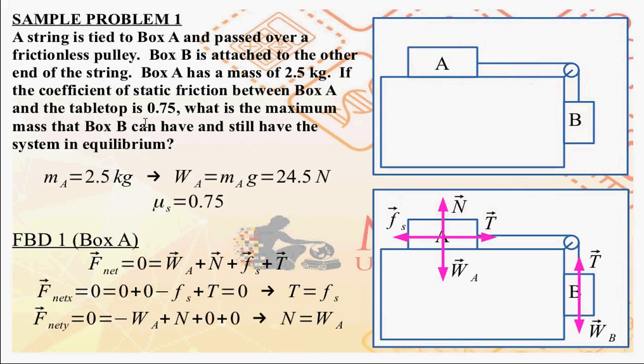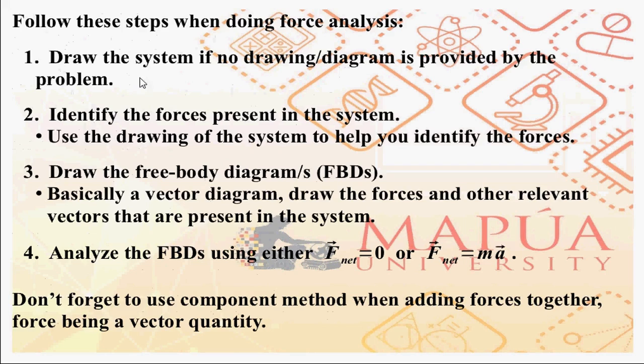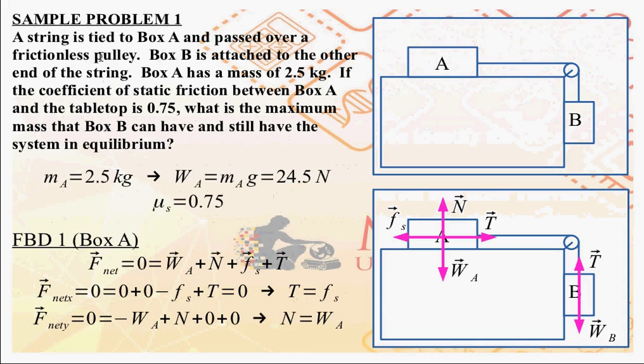So consider the following example. Sample problem 1, and we'll do it step by step using the steps that we have just discussed. A string is tied to object A, to box A, and is passed over a frictionless pulley. Box B is attached to the other end of the string, and as shown, the second object, box B, is suspended from the pulley as such.